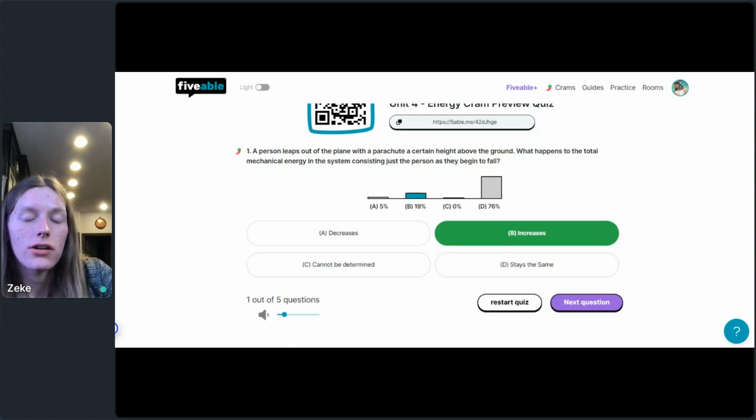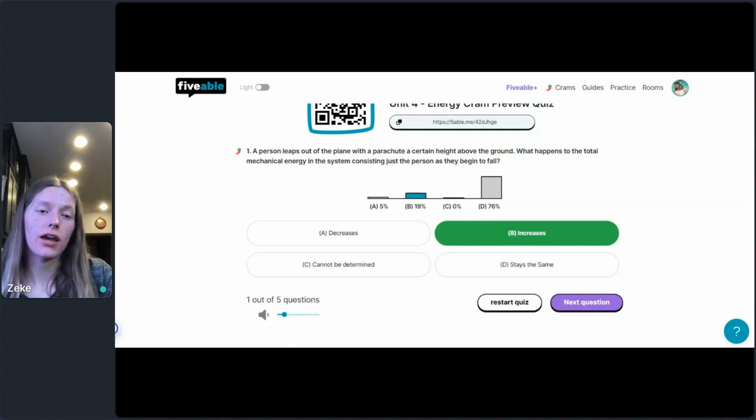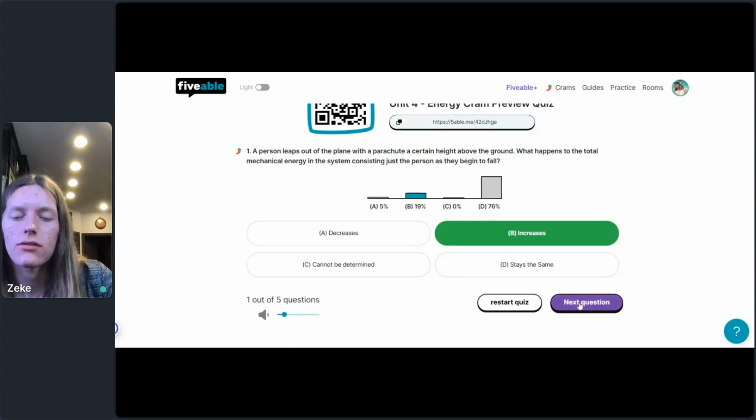Your energy is going to increase because your system is just the person. It's not the person and the earth, right? The person that's falling is accelerating due to gravity, and that's why their energy is increasing: their kinetic energy is increasing because their velocity is increasing due to gravity. So that air resistance.